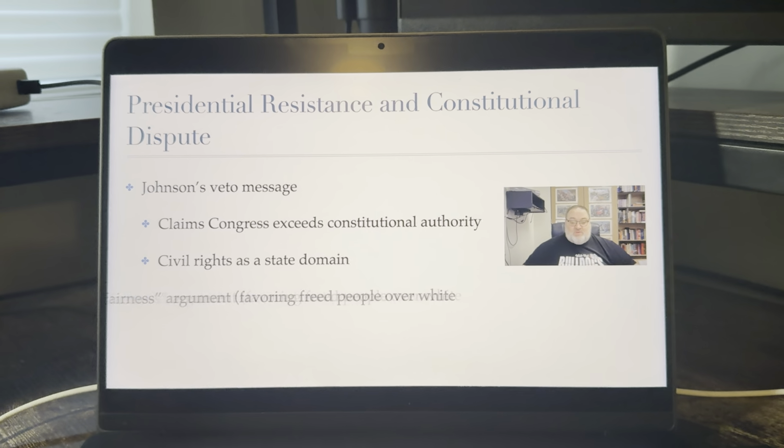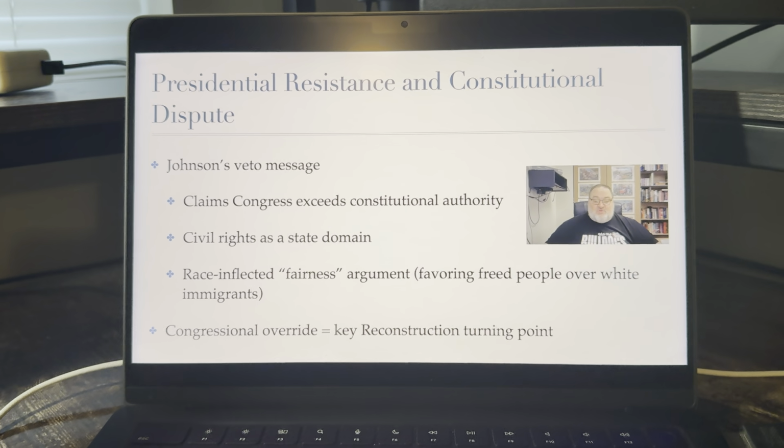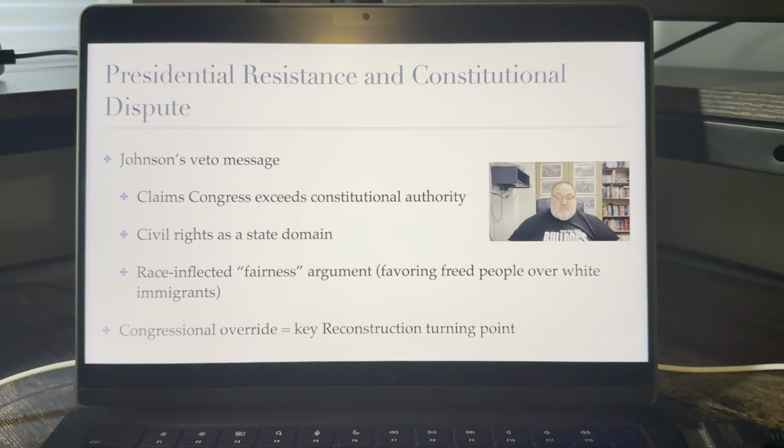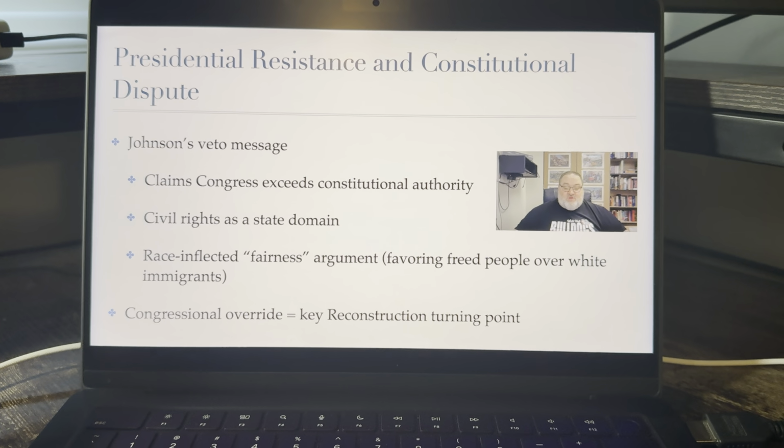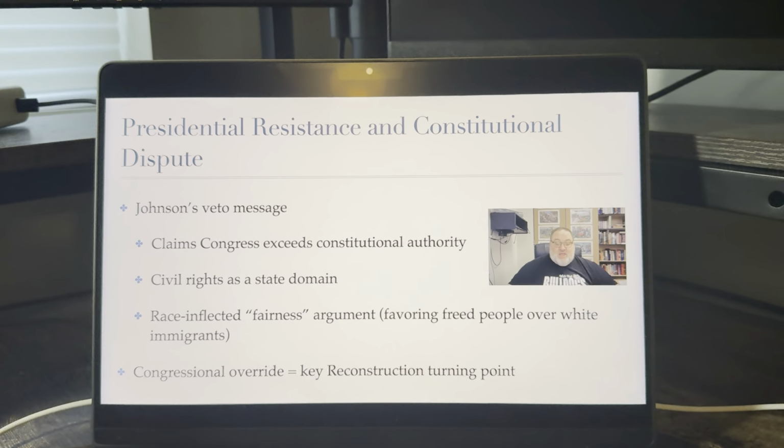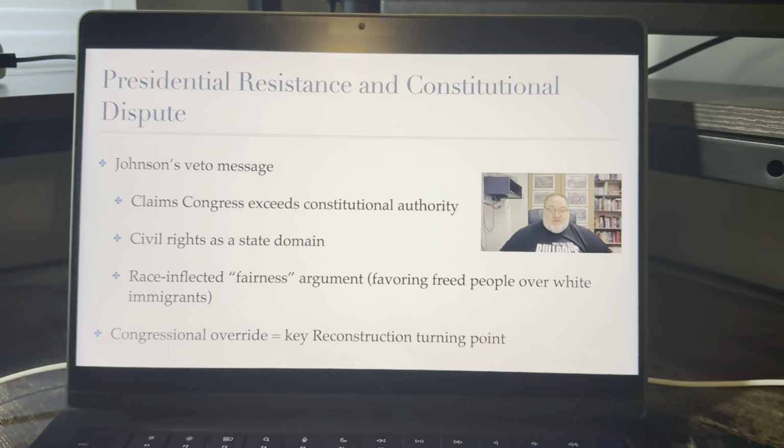Racialized fairness argument: Johnson also suggests that the bill would unfairly privilege Black Americans. He contrasts freed people, whom he portrays as newly elevated, with white immigrants who have intelligence and patriotism but must wait years to naturalize. This is an early example of something that will become very familiar later, using a rhetoric of reverse discrimination or special treatment to oppose race-conscious protections.